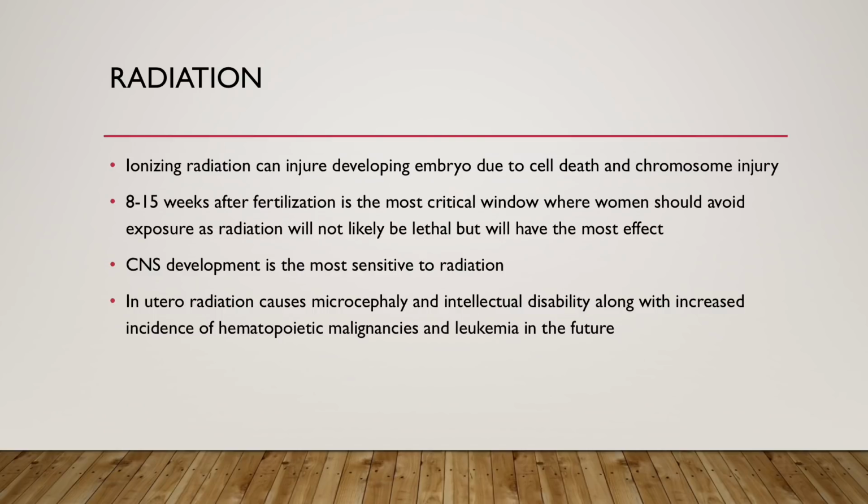The central nervous system is the most sensitive to radiation, and like we discussed before, central nervous system development occurs throughout the entire pregnancy, so you should avoid radiation at any point during pregnancy. In utero, radiation can cause microcephaly, so small head, intellectual disability, along with increased incidence of hematopoietic malignancies and leukemia in the future.